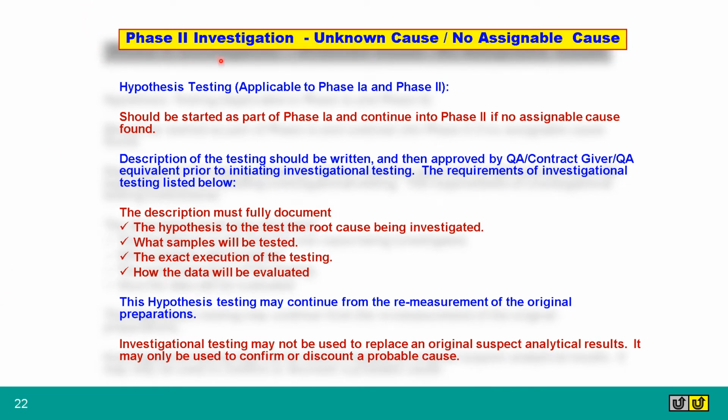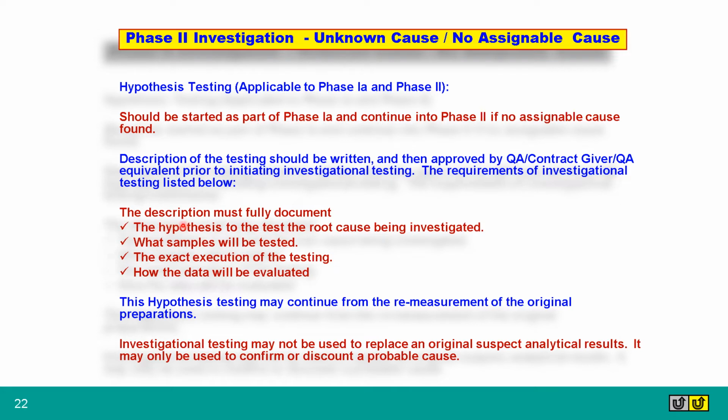Phase 2 investigation. Unknown cause / no assignable cause. Hypothesis testing, applicable to Phase 1AM and Phase 2. Should be started as part of Phase 1AM, and continue into Phase 2 if no assignable cause found. Description of the testing should be written, and then approved by QA / contract giver / QA equivalent prior to initiating investigational testing. The requirements of investigational testing listed below.